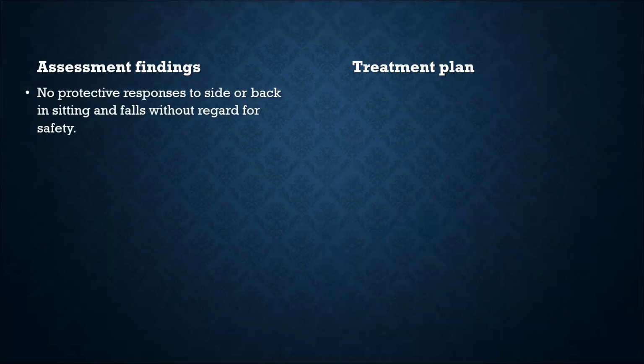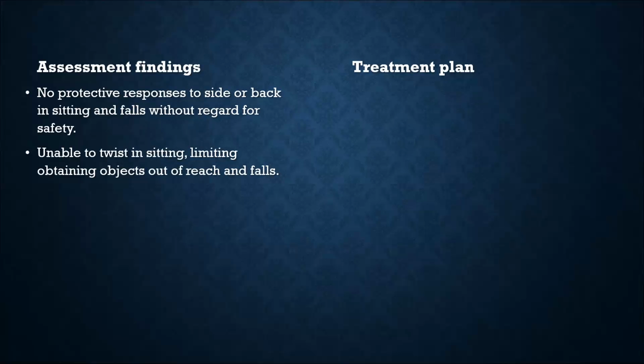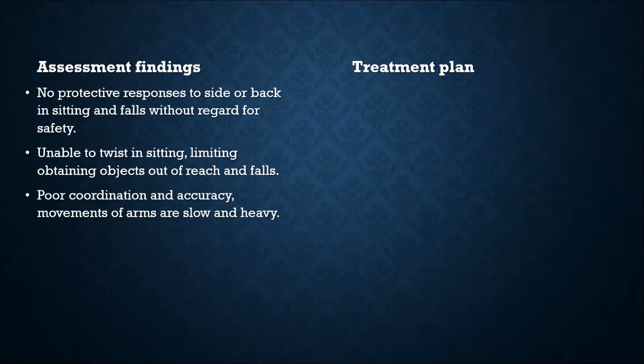So with the assessment of this girl, we're finding that she does not protect herself with balance to the side or to the back when she's sitting and just topples right over without regard for safety. She cannot twist her trunk in sitting, therefore she's very limited getting objects and then she just falls. She also has very poor coordination and accuracy, so fine motor is a concern. And when she moves her arms, they're kind of slow and heavy looking movements.